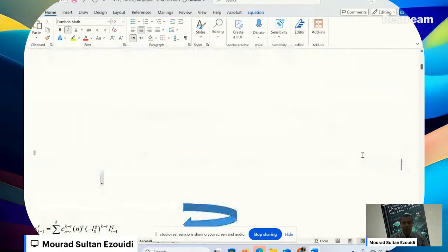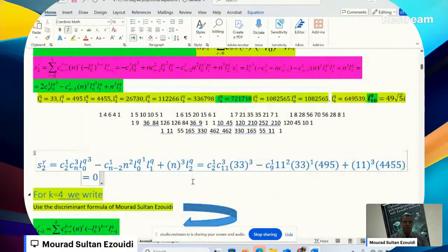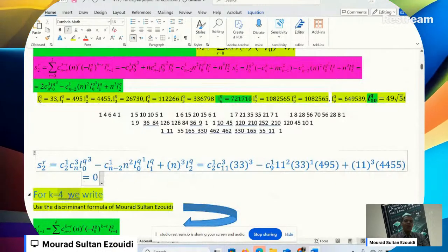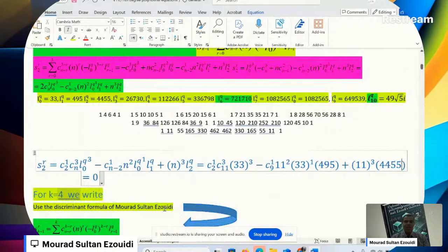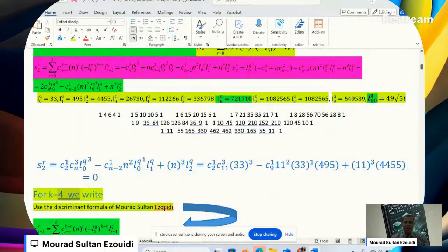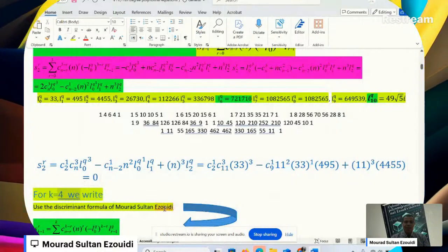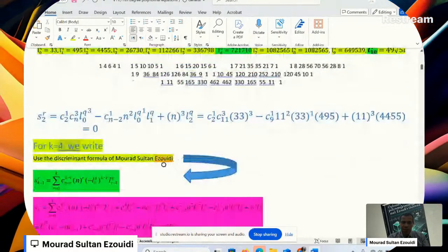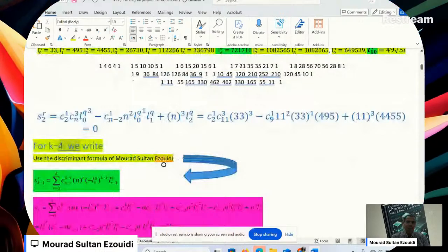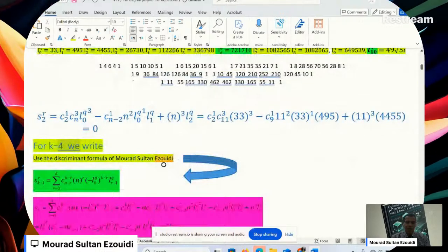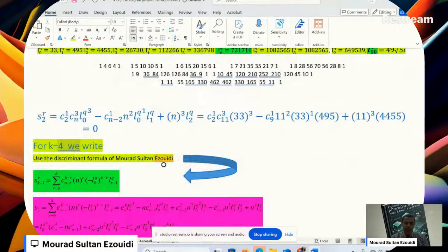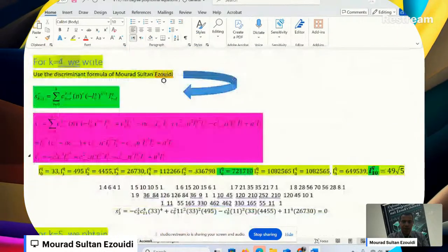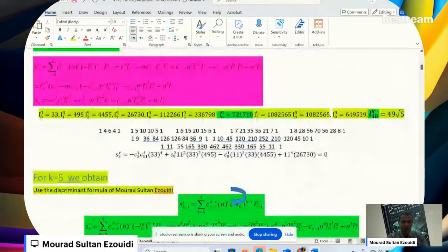Okay. So we told that S2, my kids, is going to be equal to 0. Now I'm going to find S3. To find S3, it's very easy. Just go and set k equal 4 in the Ezouidi theorem or in the discrete formula. Okay. So you will use this formula for S3.